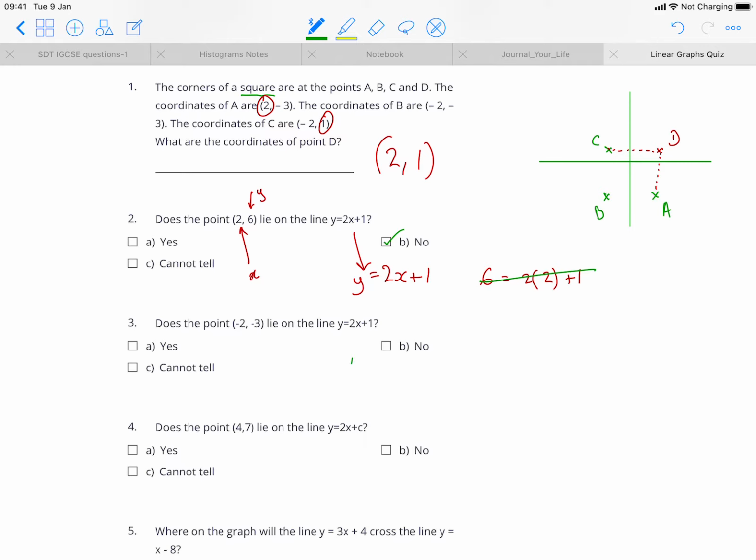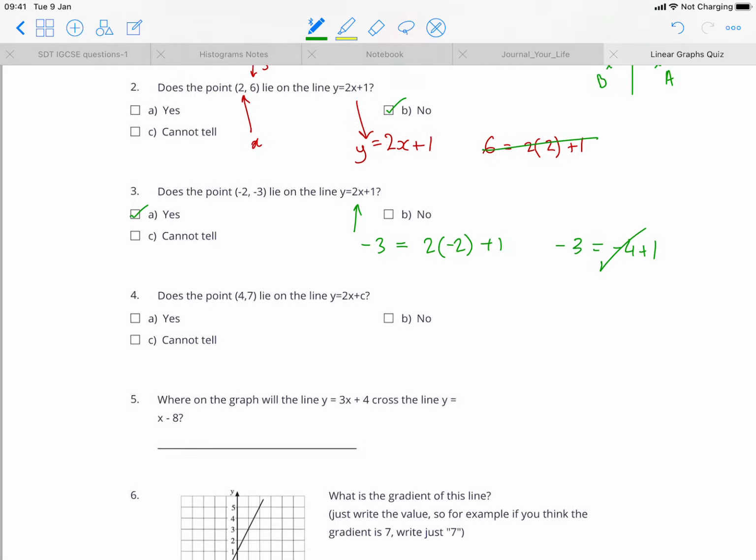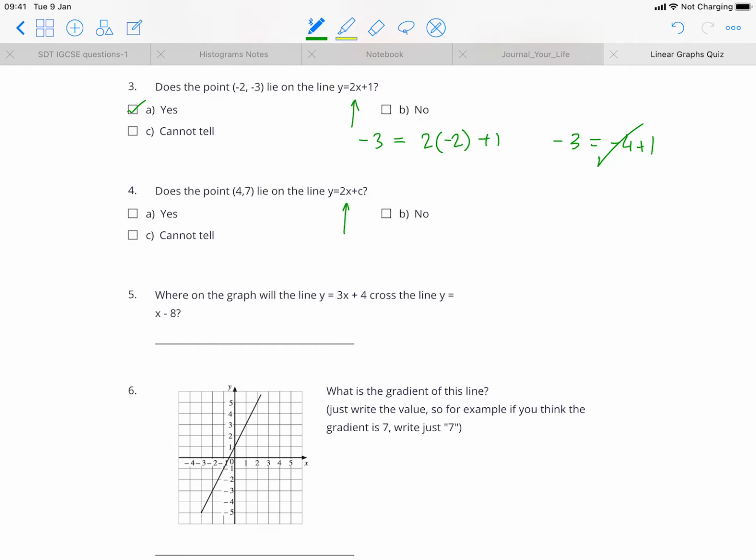Same procedure with the next one. Substitute in, y is -3, x is -2. So you're going to get -3 is equal to -4 plus 1, which we can see does work, so it is on the line. And then same thing again, substitute in, y is 7, x is 2. So it would be 7 is equal to 4 plus something. Well, C would have to be 3, but we don't know what the value of C is, so we cannot tell. It could be, it could not be, we just don't know.